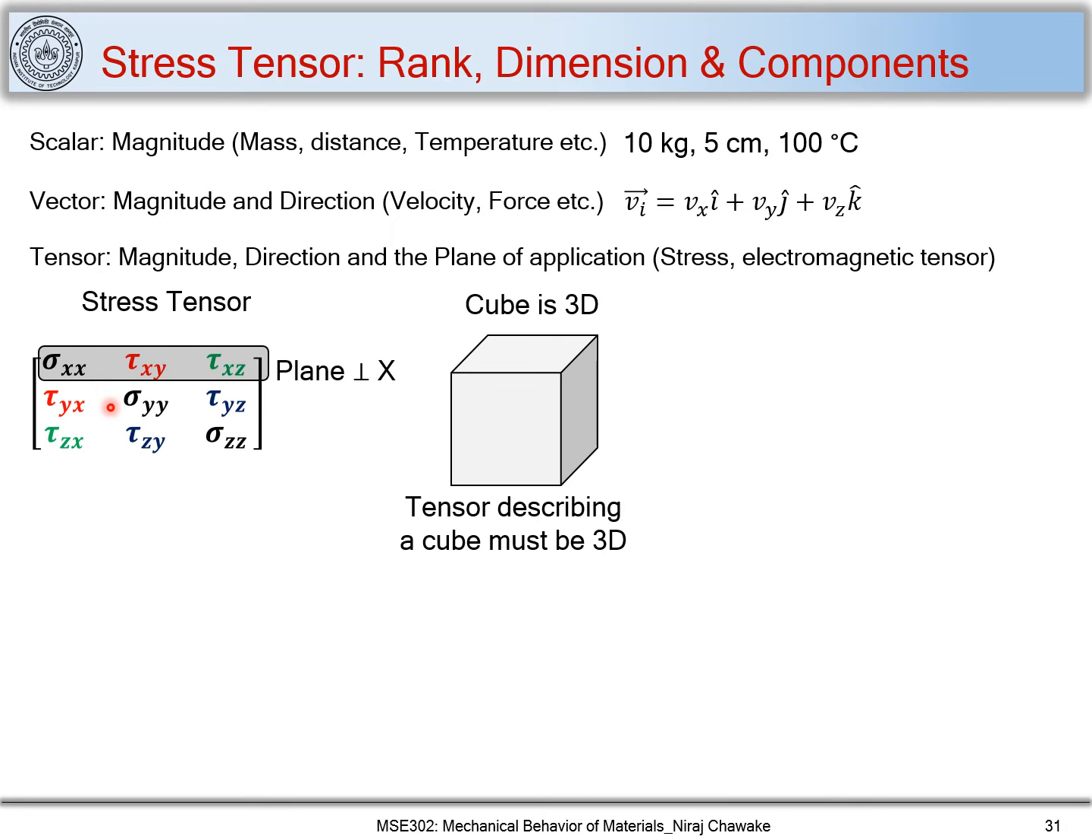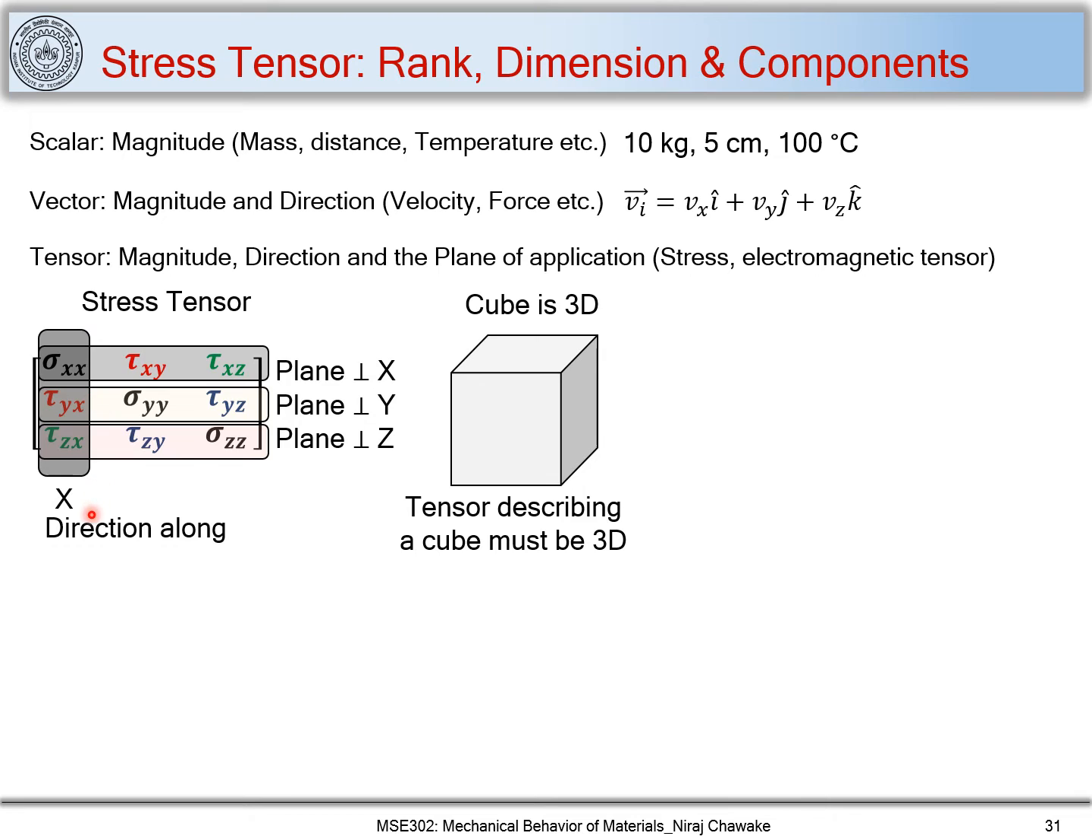Similarly, you have the stresses which are acting on plane y. Now if you see this column, it is along the x direction, while the other two columns are representing the stresses acting along the y and z directions.